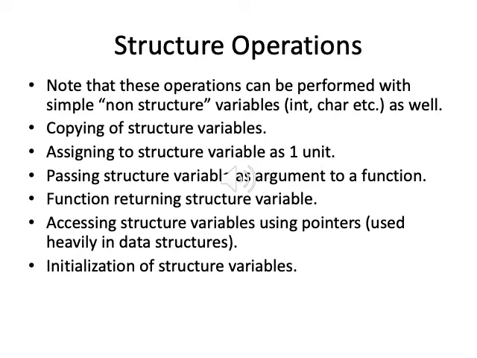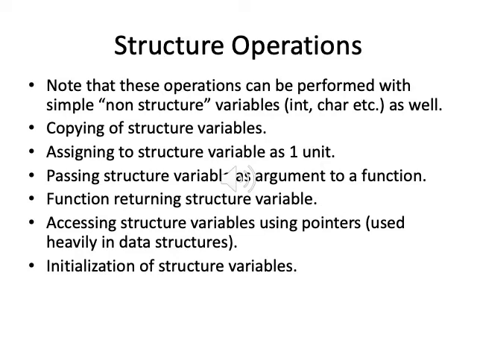The third structure operation is passing a structure variable as an argument to a function. Once again, if you recall from the earlier lectures, if you have a function performing, let's say, addition of two integers, the arguments are two integer variable values. In a similar way, we can also pass a structure variable as an argument to a function. Then there is a function returning a structure variable. Just like a function can return a regular variable or the value of an expression, a function can also return a structure variable.